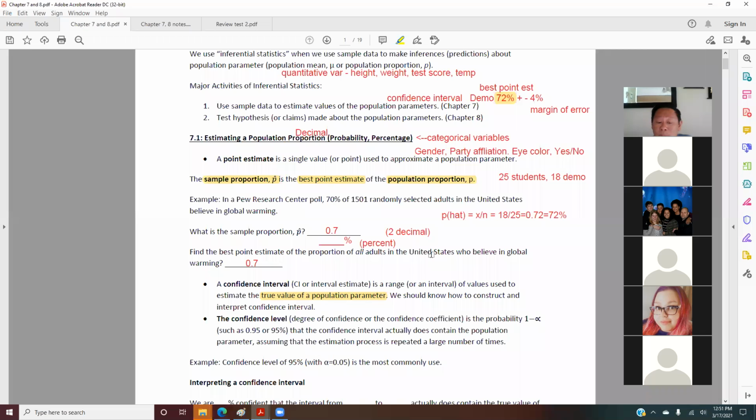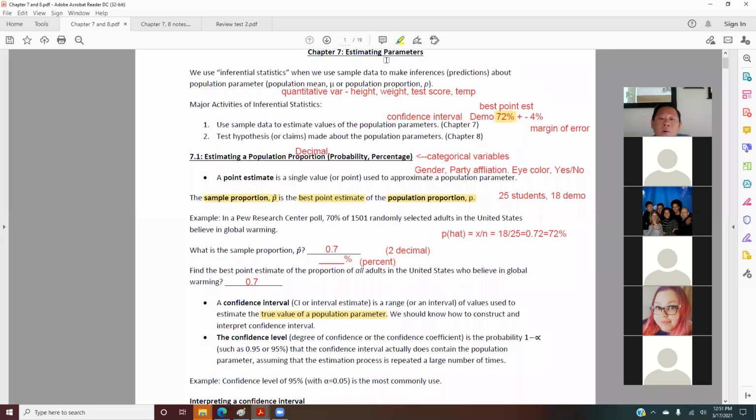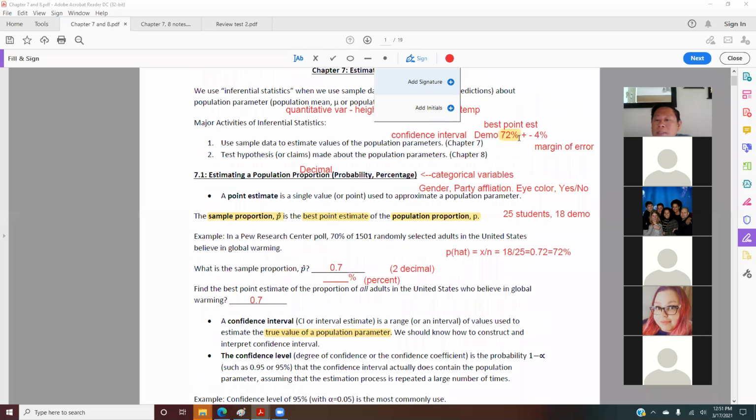You also need to know how to interpret this confidence interval. Can someone tell me, if I give you 72% plus minus 4%, what is the range of this? This is something like a range or rule of thumb, right? So what is 72% plus minus 4? What is the lower limit and the higher, upper limit?